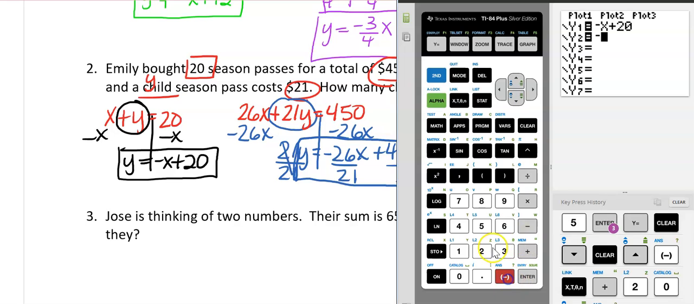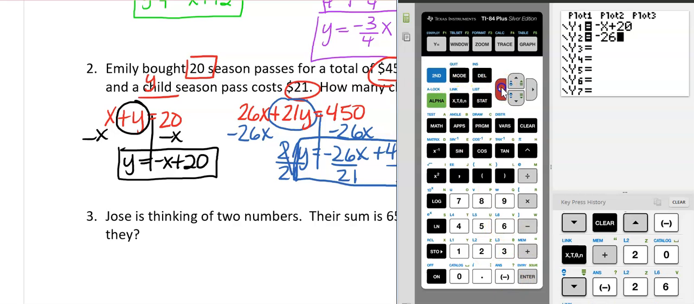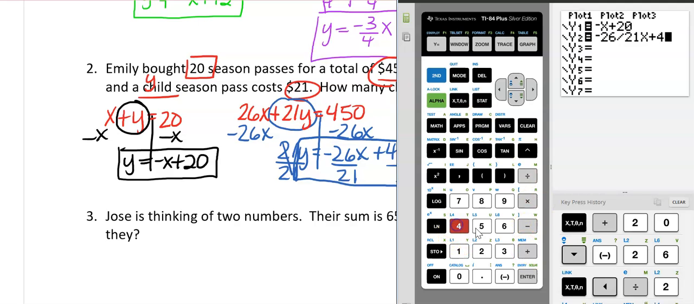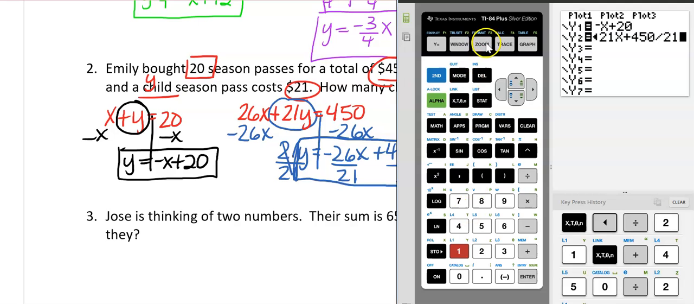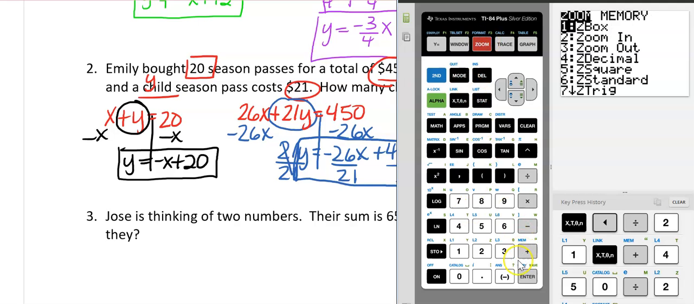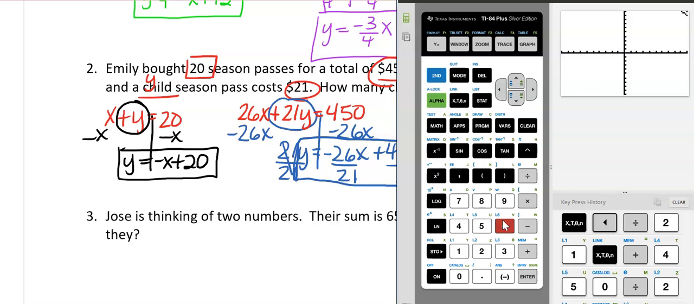My next one is negative 26 divided by 21. I like to keep that fraction together. X plus 450 divided by 21. So there's a lot more calculator issues that can go on here, but it's still a lot easier. You're going to hit zoom 6 for the standard window, or you could just hit graph.